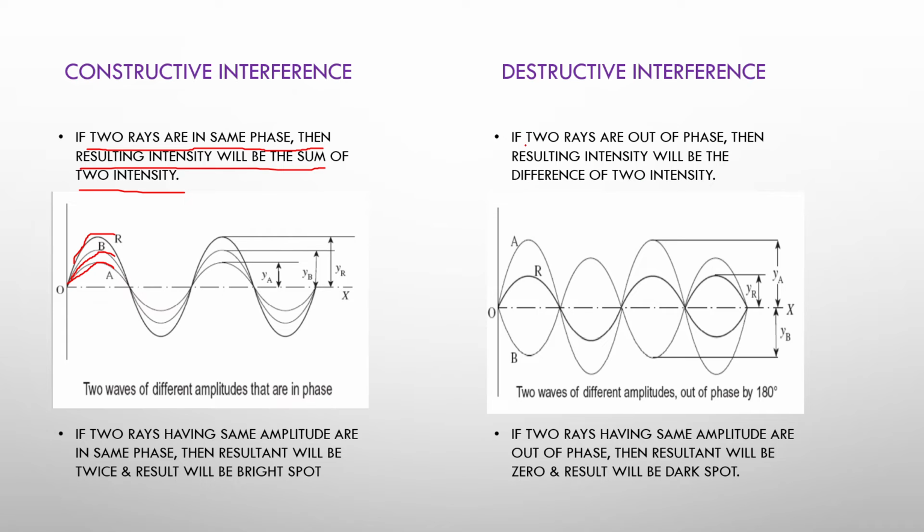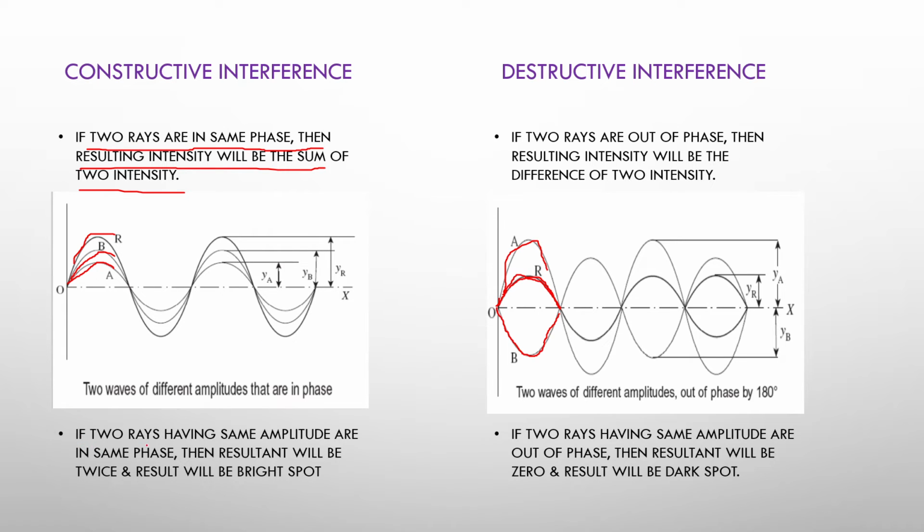If you see two rays are out of phase, then the resulting intensity will be the difference of these two. Let's say this is A with more intensity compared to B, and a ray traveling like this. They both have different phases, so the resultant will be the difference between these two.